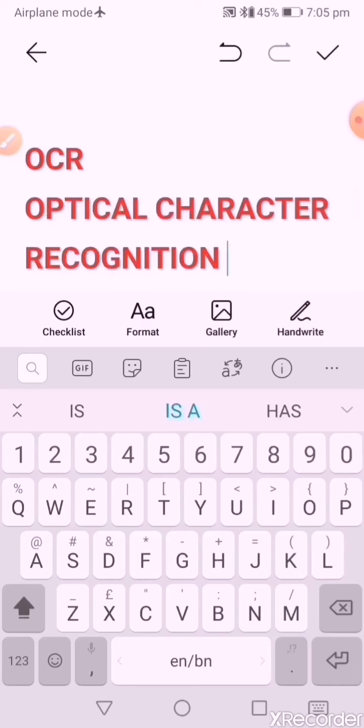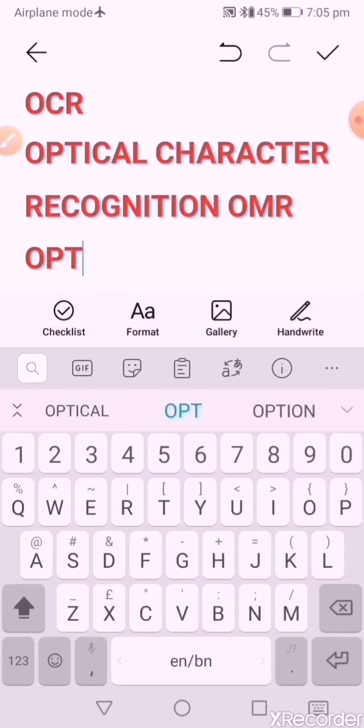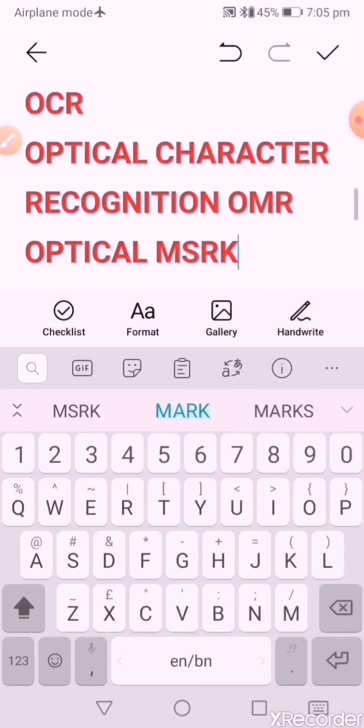Next, what is the full form of OMR? Its full form is optical mark recognition.